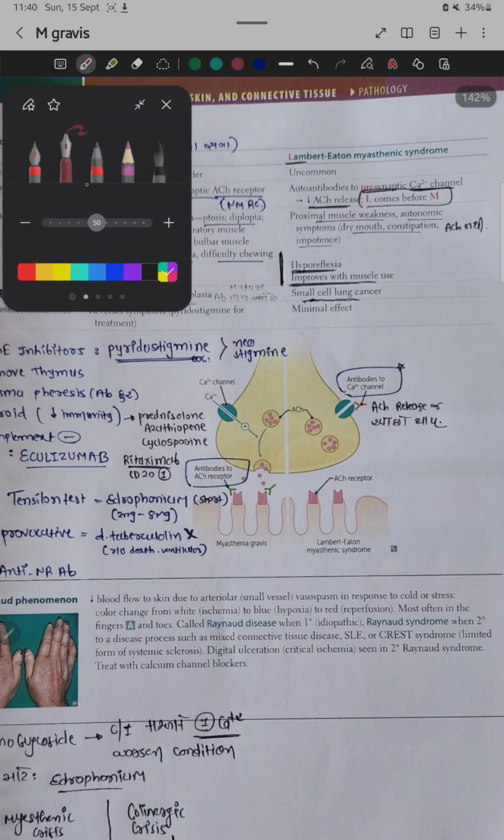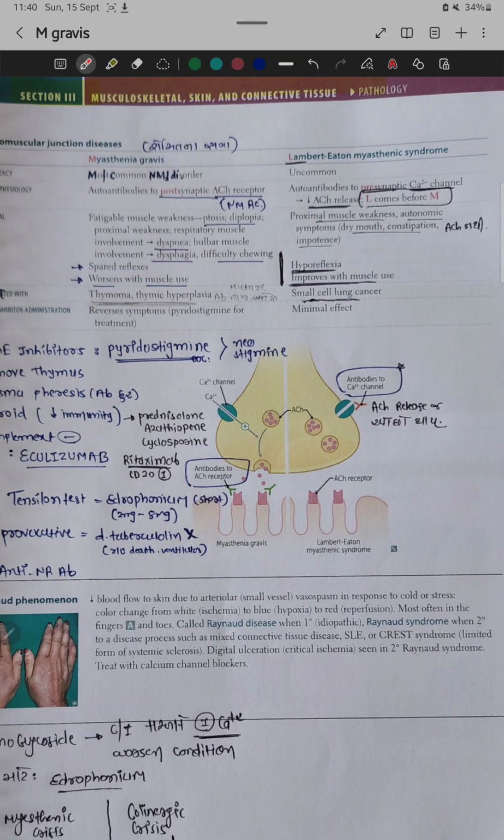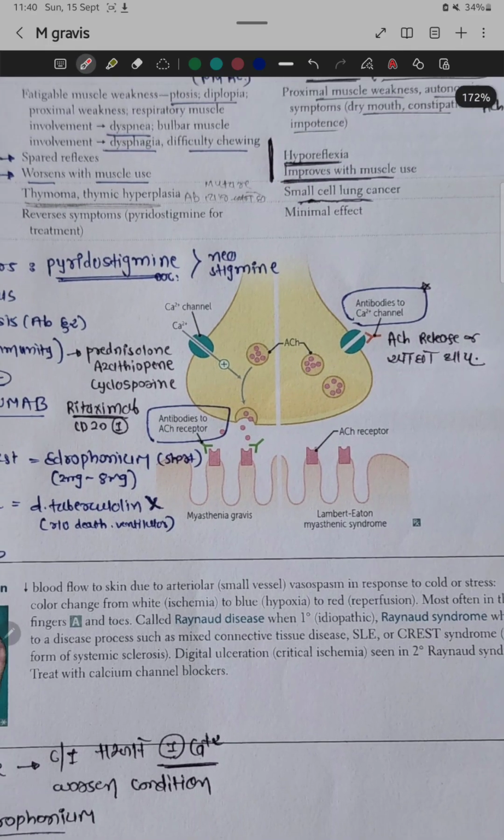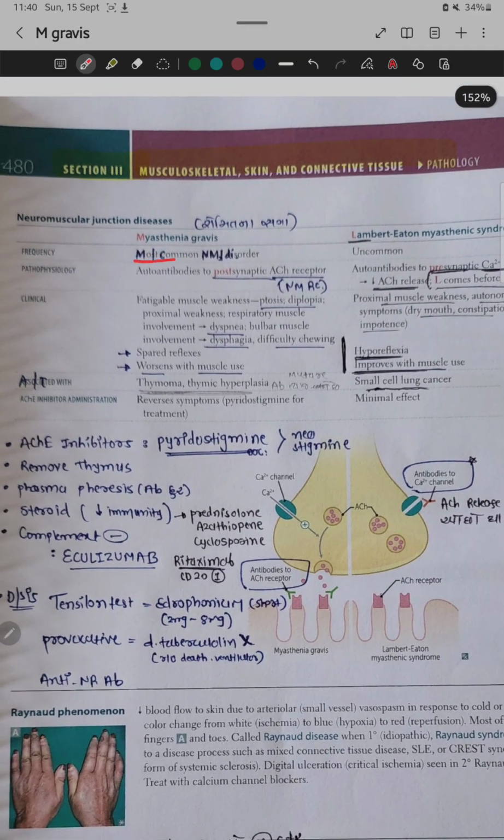Okay, so what is myasthenia gravis? First of all, it is the most common neuromuscular junction disorder. And the pathophysiology is post-synaptic acetylcholine receptor antibodies.